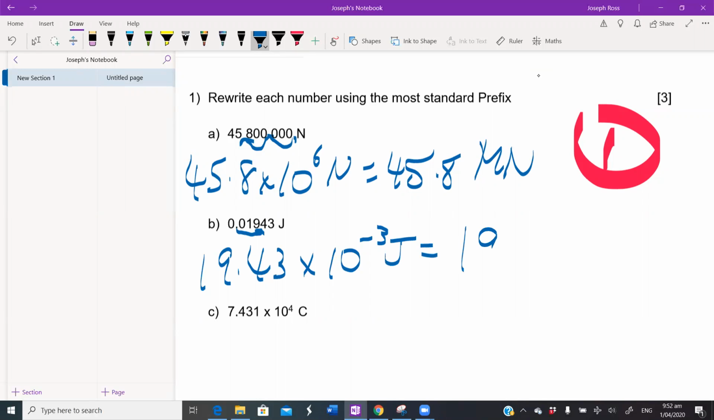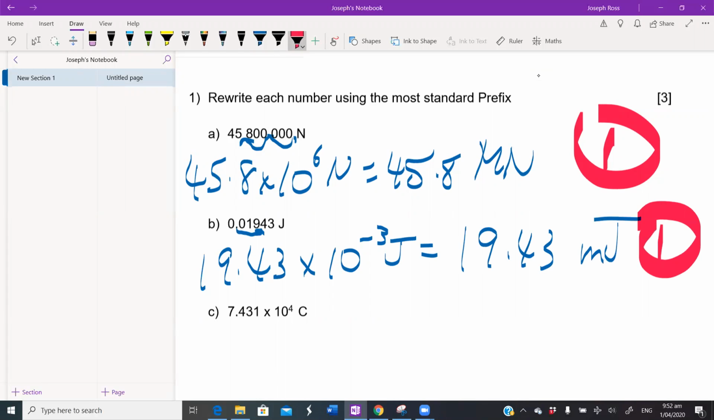So we've got 19.43, 10 to the -3 is milli. So that's 19.43 millijoules. And again, 1 mark if you got that correct.